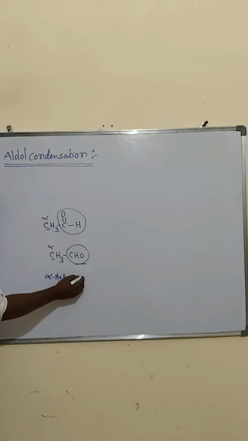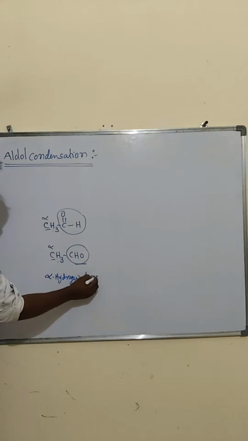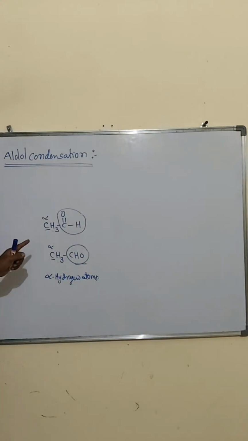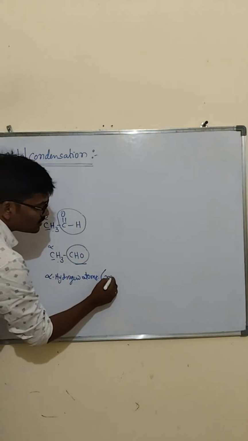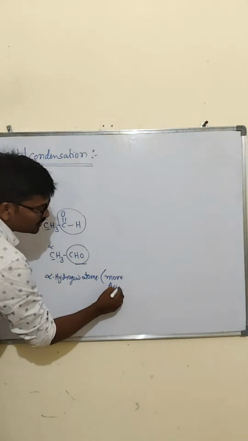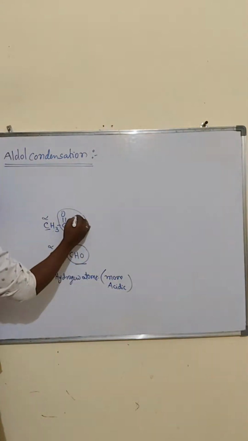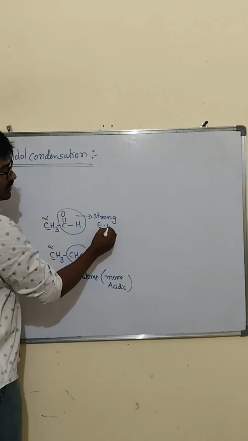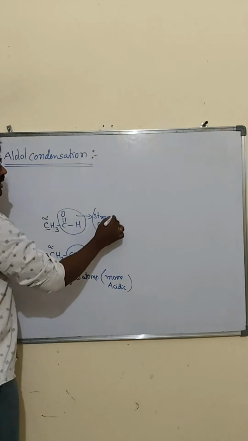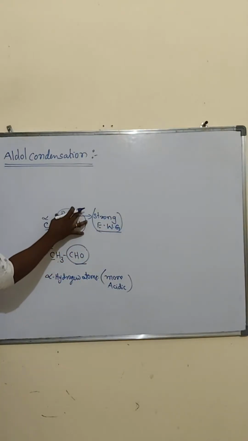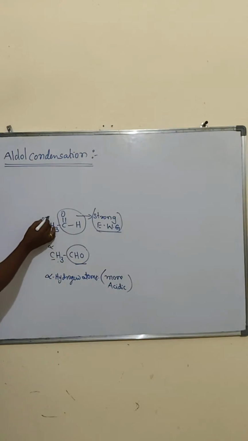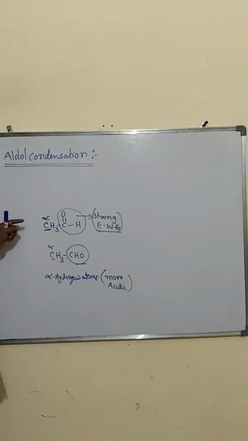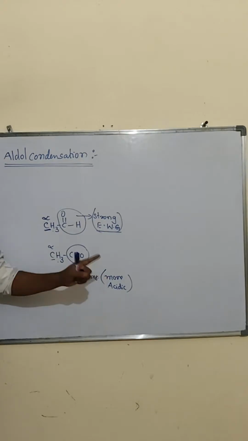Clear? Understand all of you? Alpha hydrogen atoms. These alpha hydrogen atoms are more acidic. Why more acidic? Due to the strong electron withdrawing group. Due to the presence of a strong electron withdrawing group, the carbon attached directly to the aldehyde is called the alpha carbon. The hydrogen atoms attached to the alpha carbon are alpha hydrogen atoms. Alpha hydrogen atoms are more acidic.